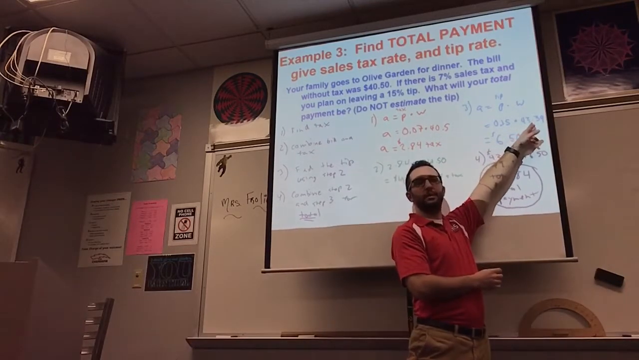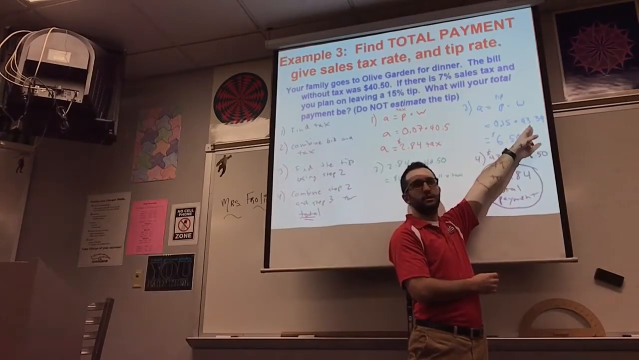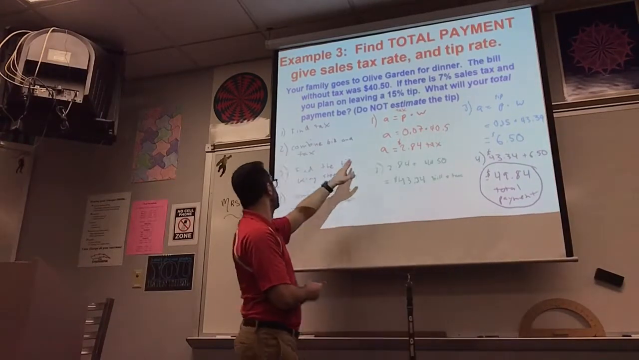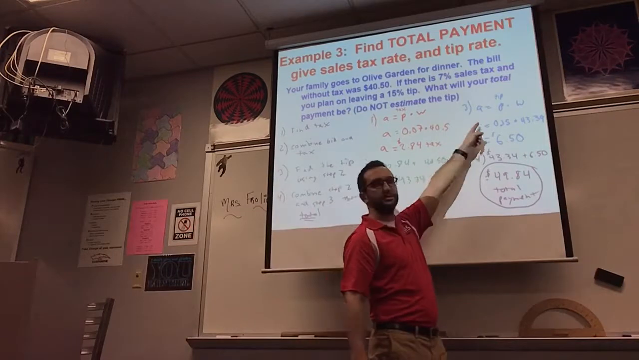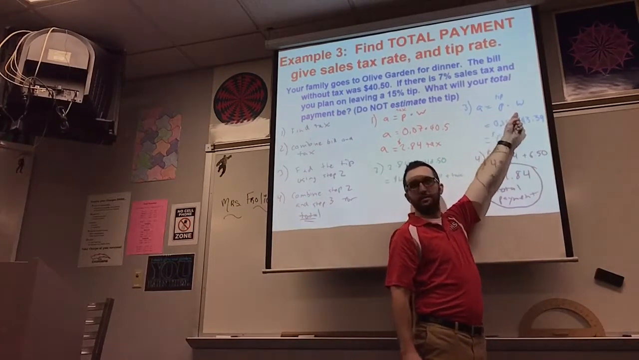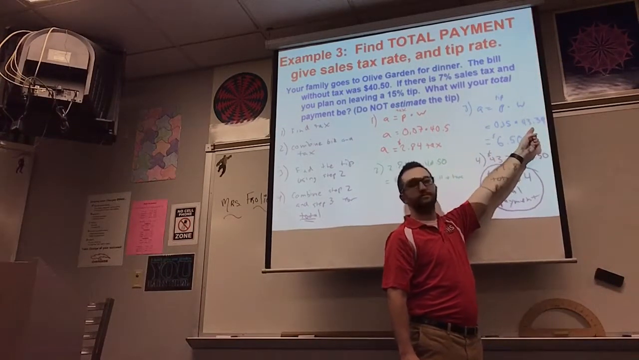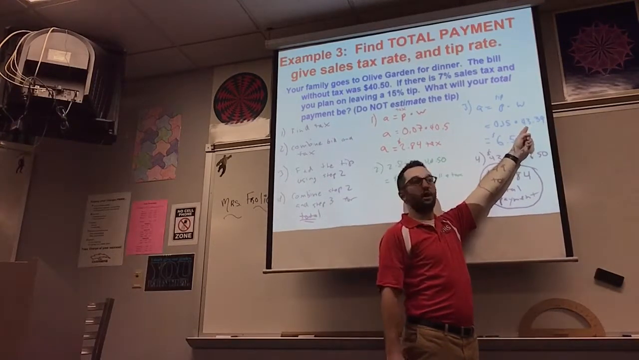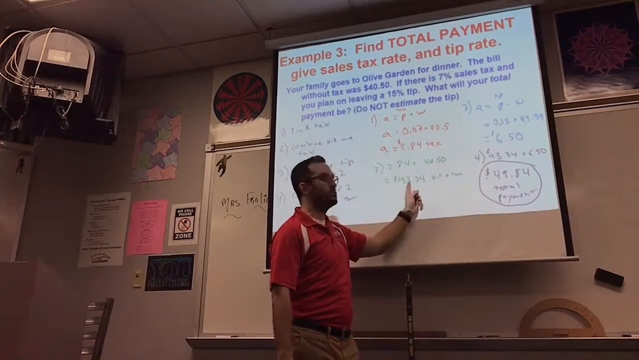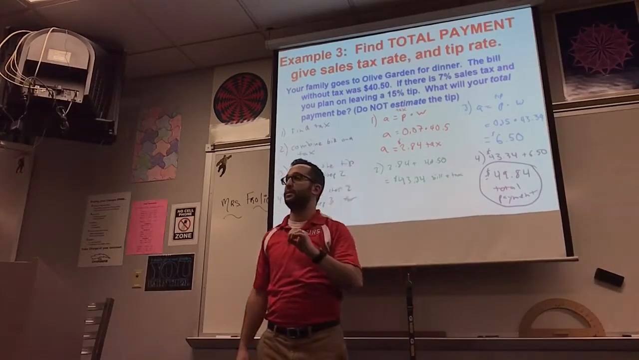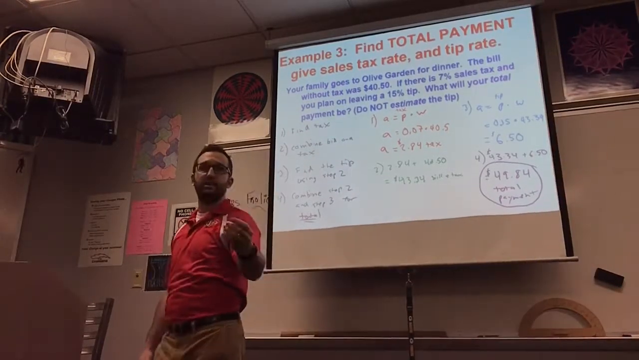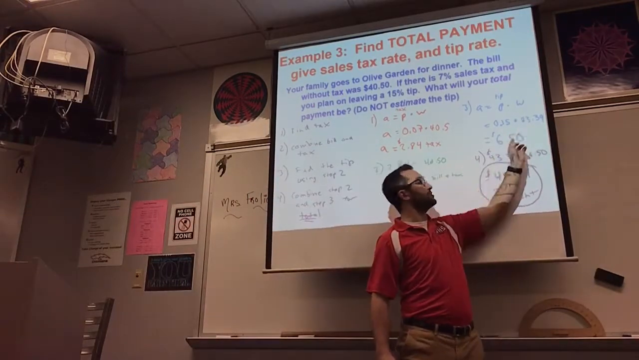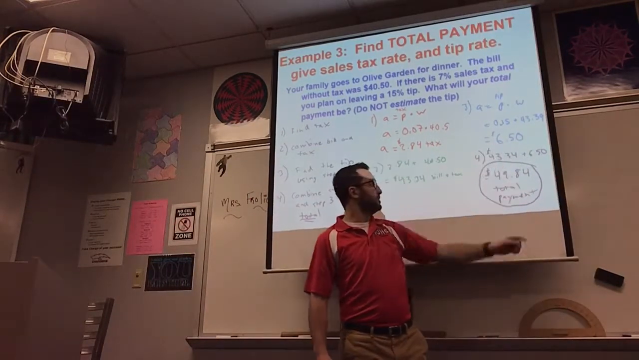Here's the place where people make their mistake. Eyes up. When you're finding tips, so this is step 3. Here's where they find their mistake. What mistake do they make? They use the full $40.50 and not this amount. Remember, I told you you need to tip on the after-tax amount. So you need to include tax when you're calculating your tip.